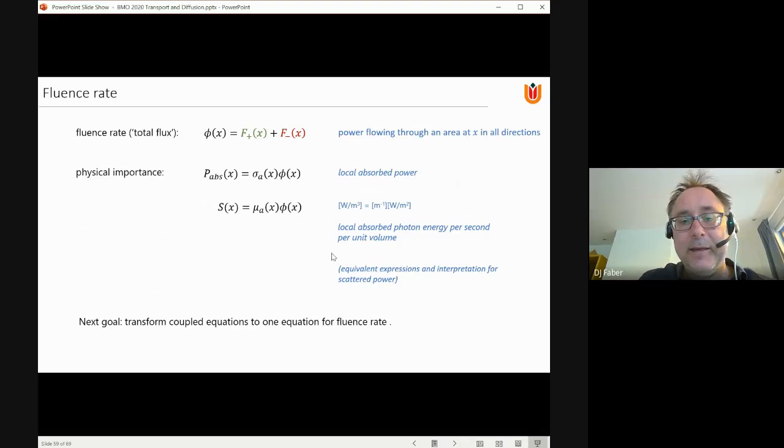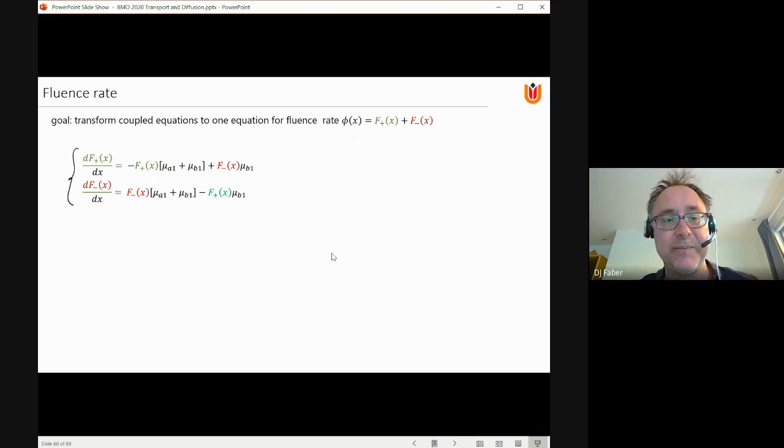Okay. So the next goal is to take these expressions for the fluxes in the positive and negative direction, and transform them into one equation for the fluence rate, because essentially that is what we want to measure. Again, this derivation is just to illustrate how it goes, and that you can actually do it. And along the way, a few important conclusions can be drawn. So this is the set of equations that we have to work with.